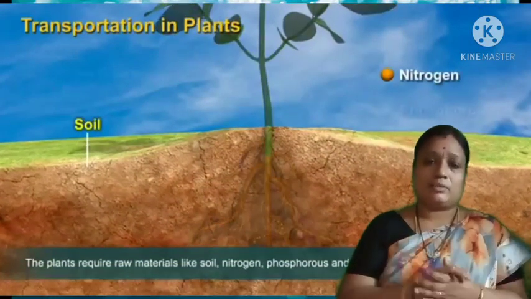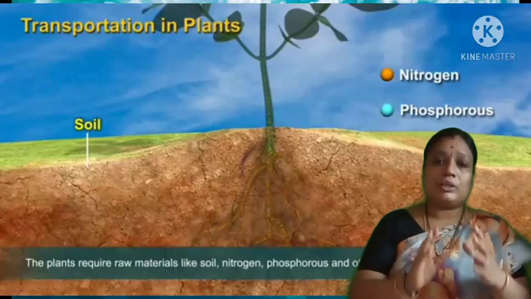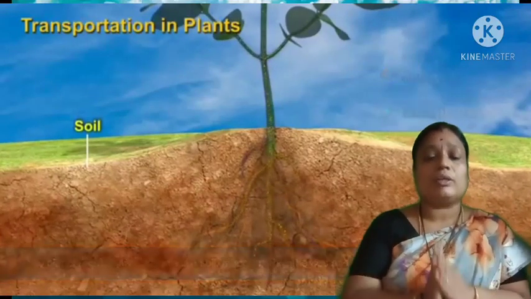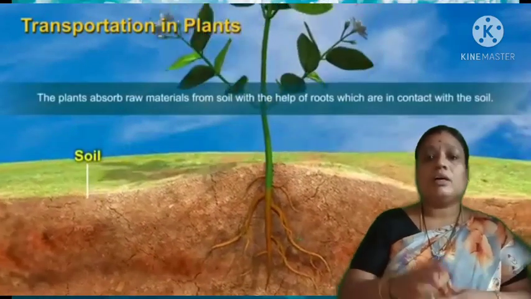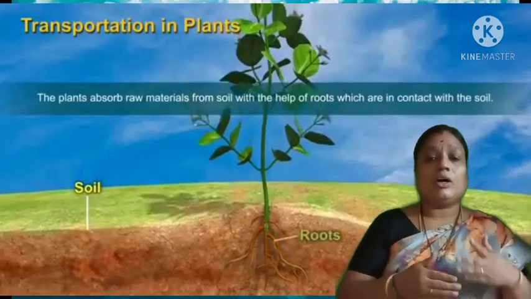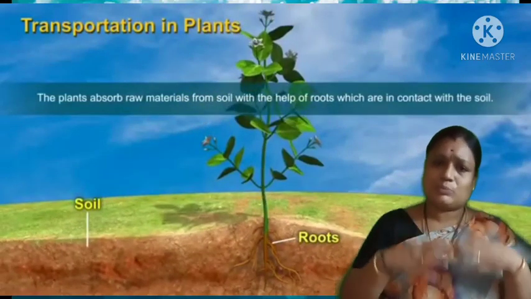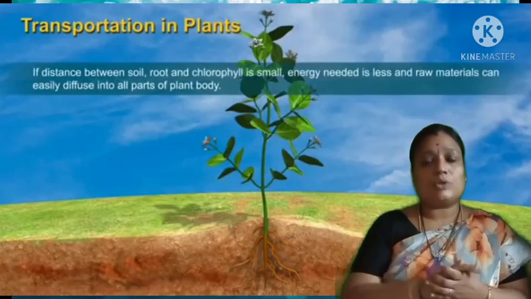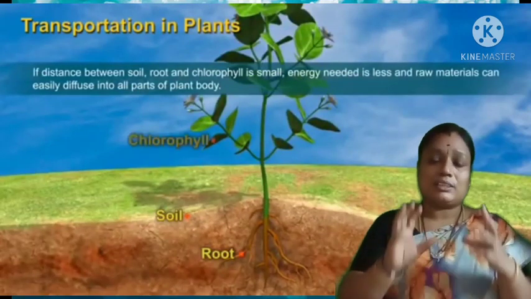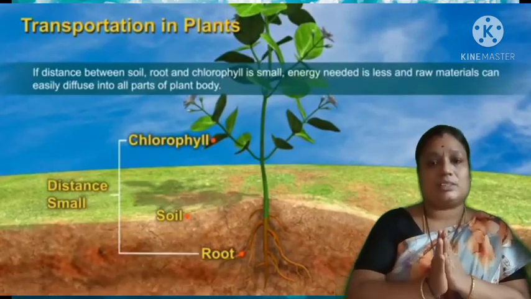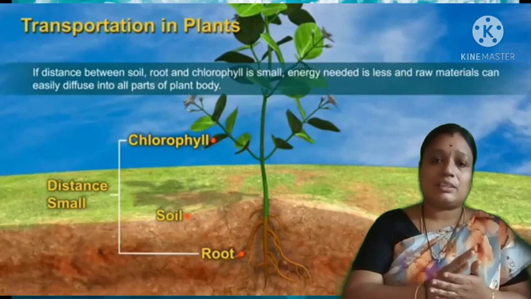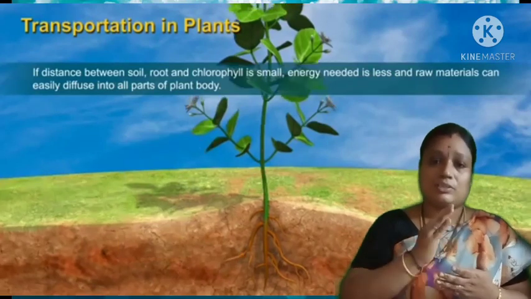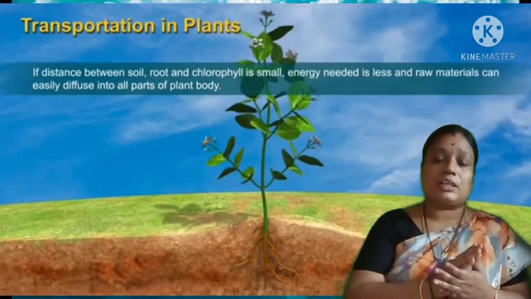But why? Because, children, food is a major source of energy for all living organisms, whether it is human beings, animals, or plants. We all need food, isn't it? So children, as I told you, food is a major source of energy. But how is this energy released? Energy is released by breaking down of glucose.